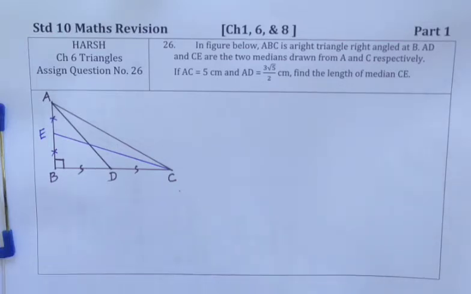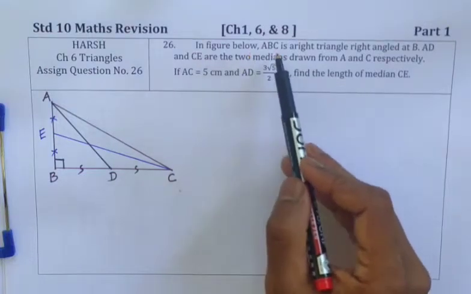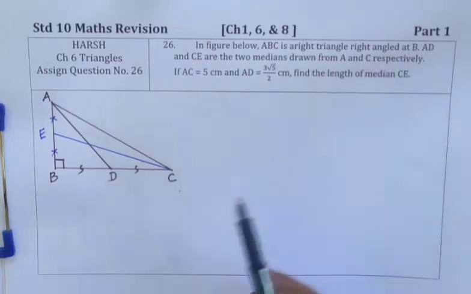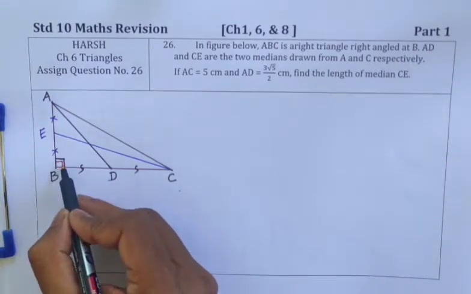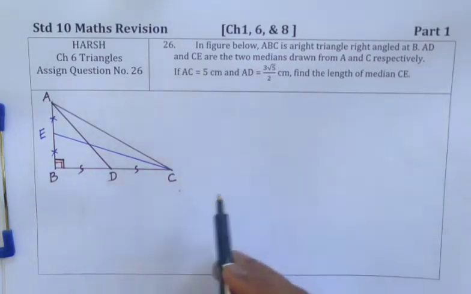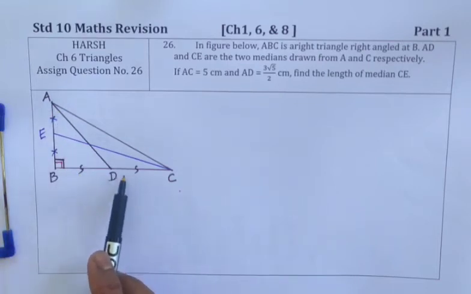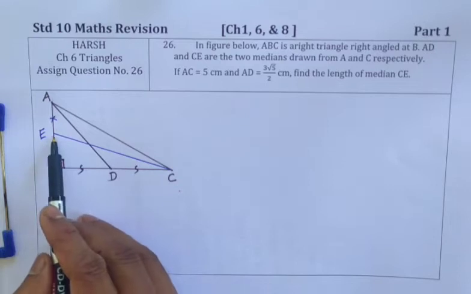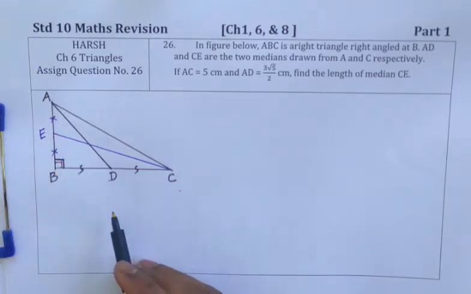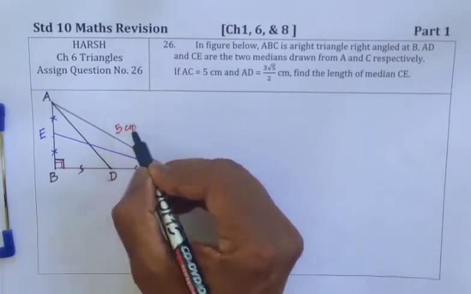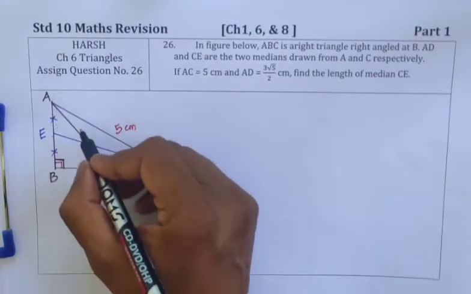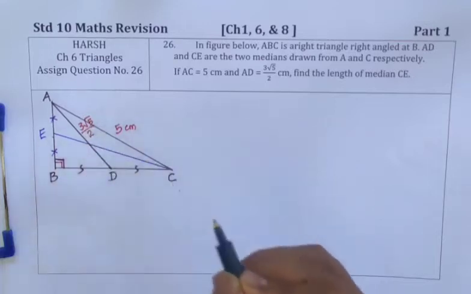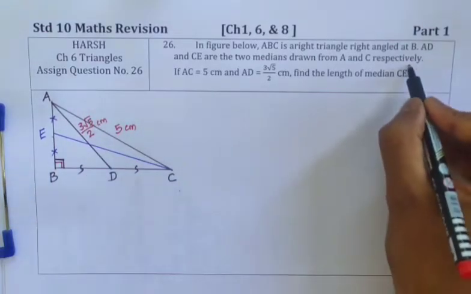Here is the first difficulty, from Harsh, from chapter 6 Triangles, assignment question 26. Let's read the question. In the figure below, ABC is a right triangle, right angled at B. AD and CE are two medians. I've already put the sign symbols to represent AD as a median: BD equals DC equals half of BC. The other median is EC, the blue one: AE equals BE equals half of AB. Now AC equals 5 cm, and AD, the black median, is 3 root 5 upon 2 cm. You are supposed to find CE.